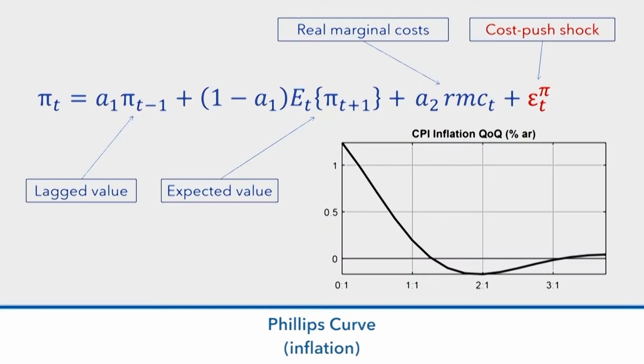First, even though the shock lasts only one period, inflation remains high for several quarters. This is due to the lagged inflation term in the Phillips curve that captures inertia in firms' price-setting behavior. A fraction A1 of firms is backward-looking and relies on past inflation when deciding on current price changes.